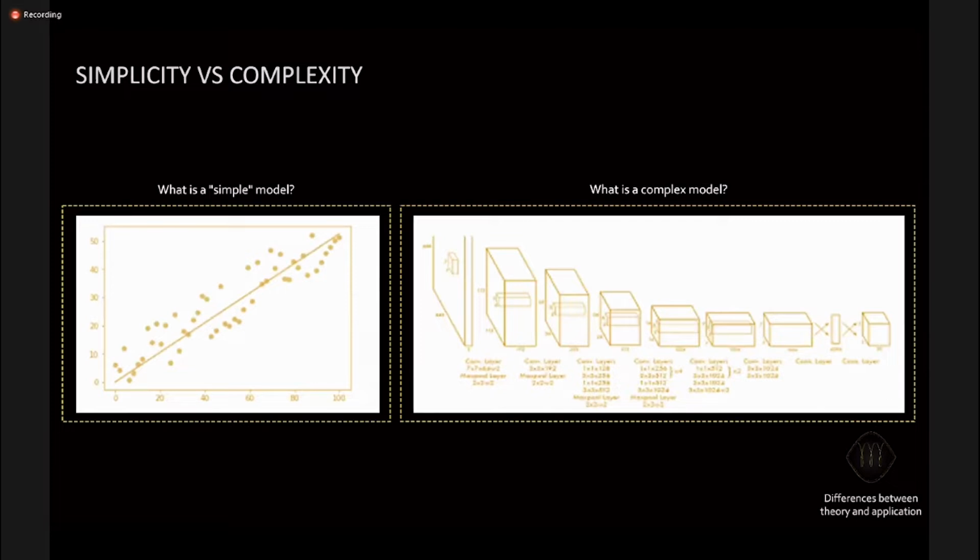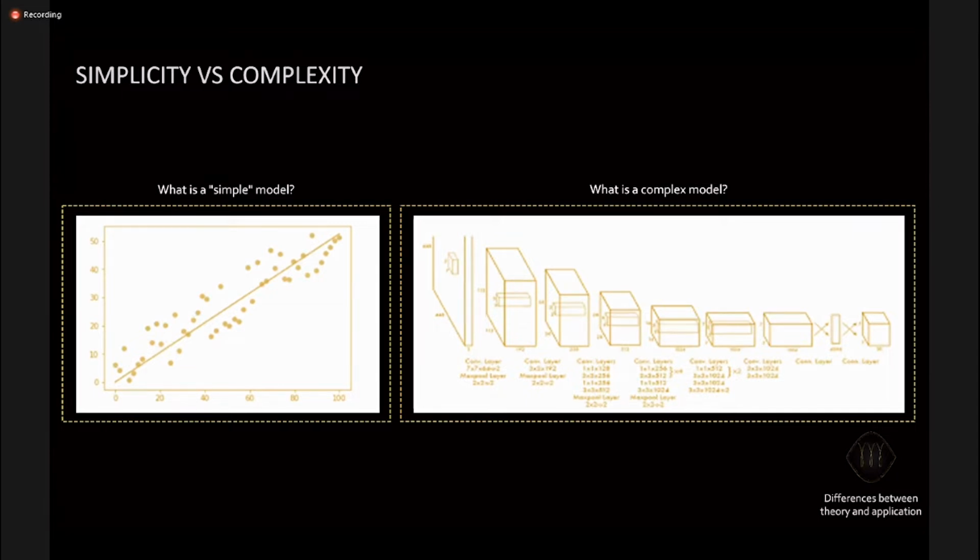And following this line of thought, this second slide shows simplicity versus complexity. That's the choice when you are selecting models. So what's a simple model? Well, I put a linear regression, a very well-known linear regression. And what's a complex model? Basically neural networks and their derivatives. That picture is from a convolutional neural network that is used to detect objects in an image.